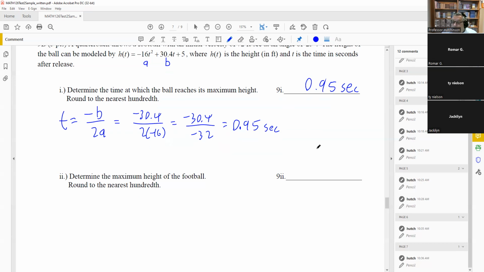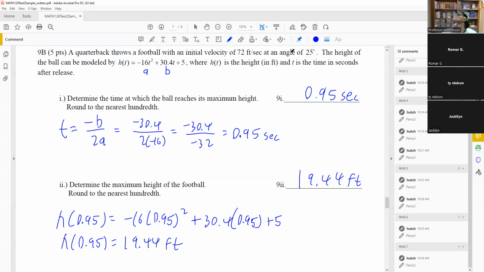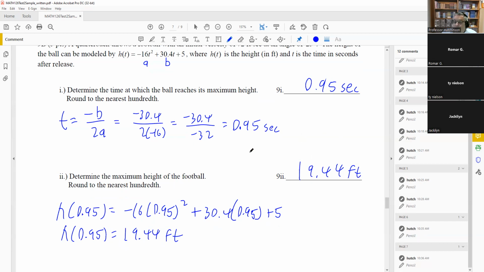The next thing we're going to do is find the maximum height. To do that, we just put 0.95 back into the original equation. So we're going to do h of 0.95, and we put 0.95 in for all of the t's, with the 30.4 and then plus 5. Everywhere you see a t, we replace it with 0.95. Then you put that into your calculator, and it's going to be 19.44 feet that we get. That's the maximum height. 25 degrees is a pretty shallow angle. That's why we don't get a lot of height there, because the angle is pretty low. So that would be the answer for 9B.